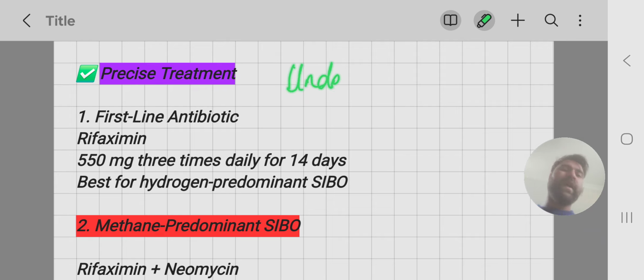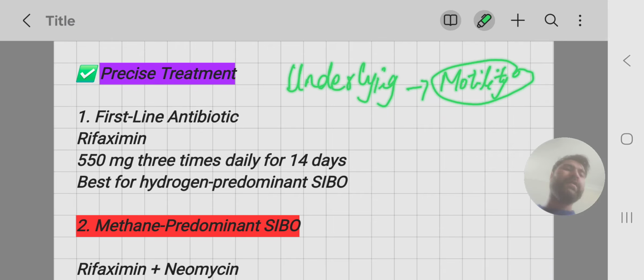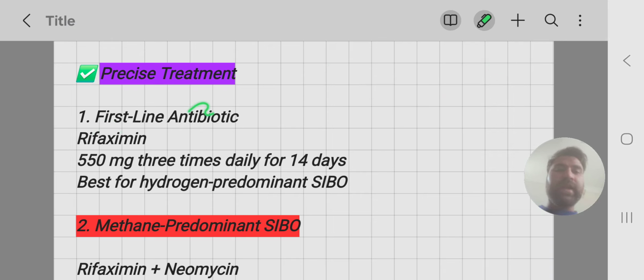For example, if you have diabetes and you have hypomotility, then you should give motility agents that increase motility. For example, metoclopramide, domperidone, or cisapride, etc. And then you go for treatment of the bacteria for their eradication. For example, rifaximin, this is a first line antibiotic. It is given as 550 mg 2 to 3 times daily for 2 weeks.